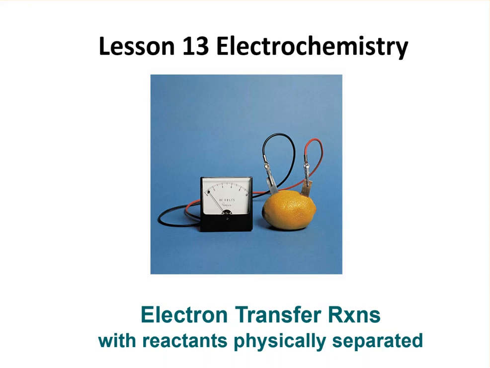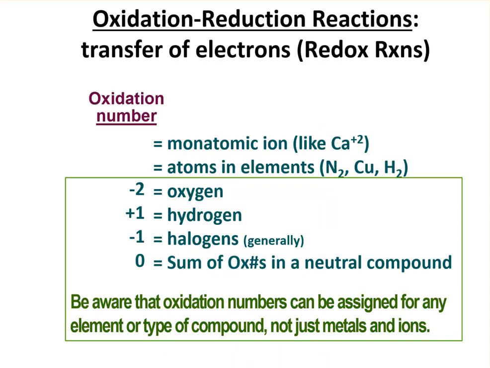In this lesson, we're going to be looking at chemical reactions that involve a transfer of electrons. The interesting thing is that we're going to see what happens when the reactants and products are physically separated. A lot of times we think of these reactions as involving just charge from the electrons, but the shift in electrons doesn't have to be complete.